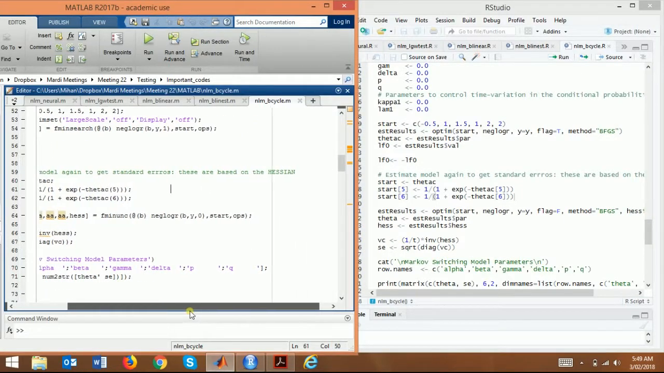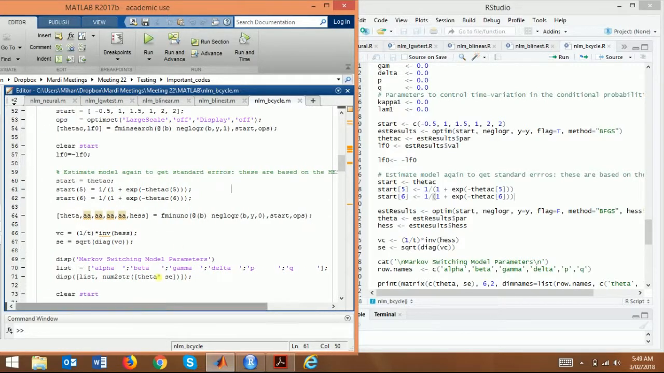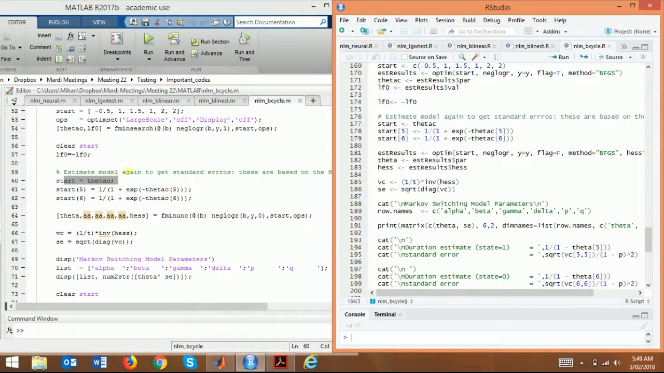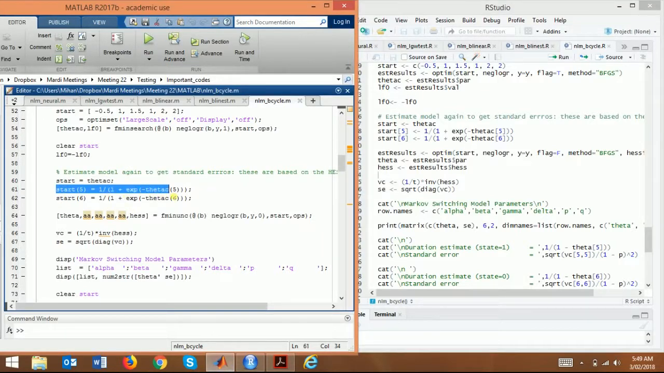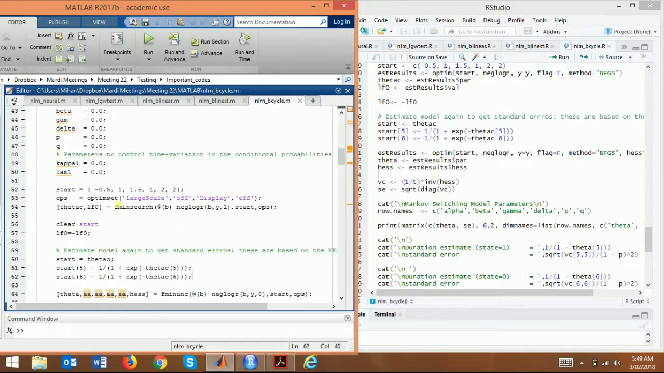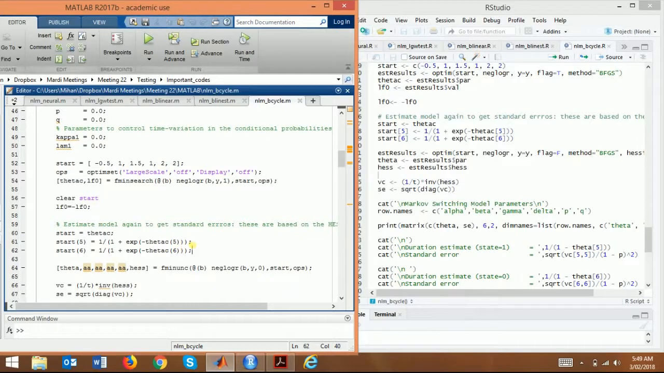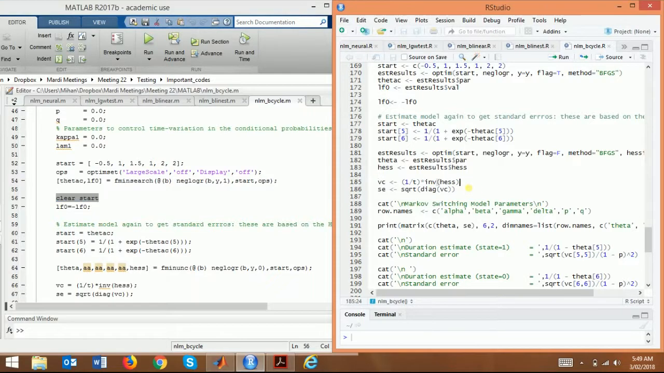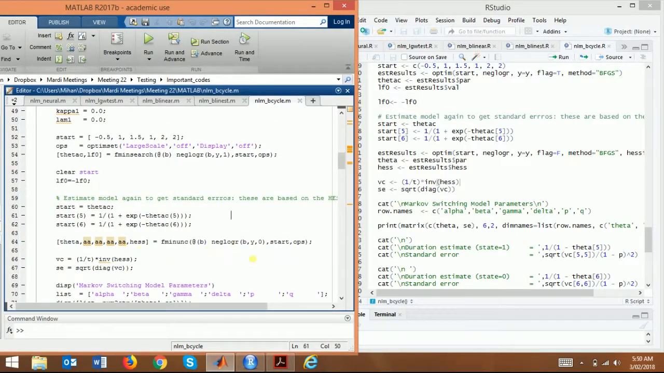Then now we need to estimate the model again to get standard errors based on Hessian. So we start here. We cleared the start, and we start with the estimated theta. Then we allow the system to take in 1, 2, 3, 4, 5 and 6, p and q, right? Start 5 and start 6, only these two elements. We solve this equation initializing with these two elements. We're clearing the start because otherwise we'll take the optimized value, or just simply, we are doing it too much, the whole thing might not be required.